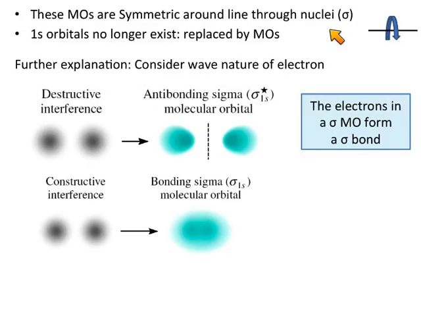Further notes about sigma molecular orbitals: they are symmetric around a line that you can draw through the nuclei, so I make this little thing to say, hey look, it's axially symmetric. And then also, you don't have 1s orbitals anymore, they're replaced by the molecular orbitals. Remember, we added them together and we got a nice blob that connected the nuclei. And then if you subtracted them, you got these blobs that didn't really connect the nuclei. And so to make this match what we just said, the nuclei are in here, and then in the molecule, they're kind of in the same spot.